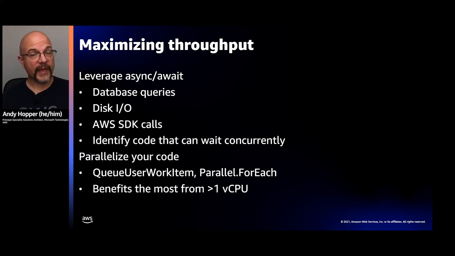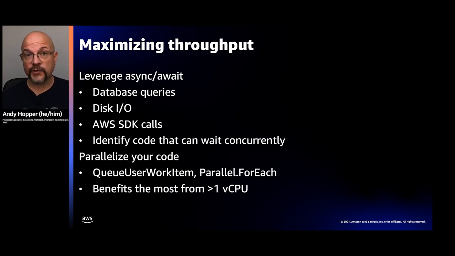One thing you can do with that is leverage the new capability in C# and .NET of async await. The nice thing about async await is that it allows you to offload I/O intensive operations that can happen in an asynchronous fashion into the background while your code proceeds. These are going to be things like database queries, disk I/O if you have to load a large file from disk. It can be calls into the AWS SDK.